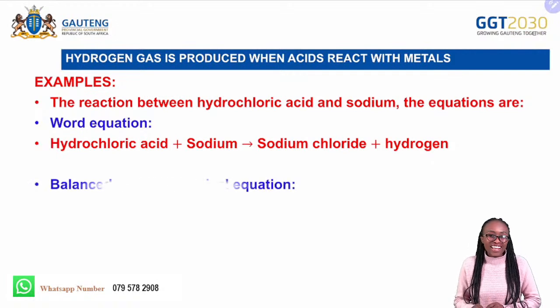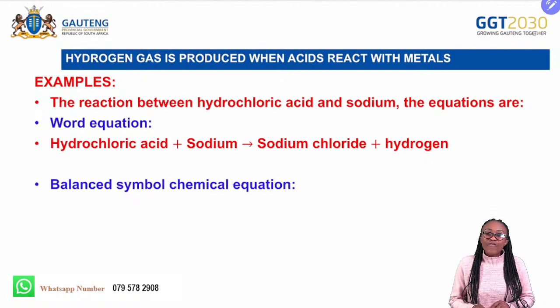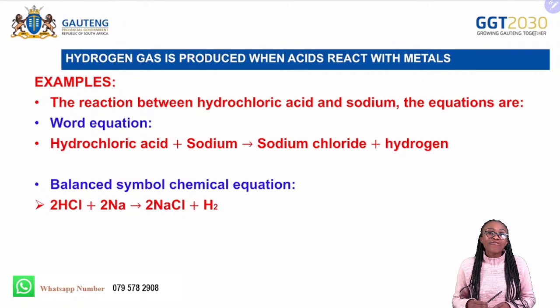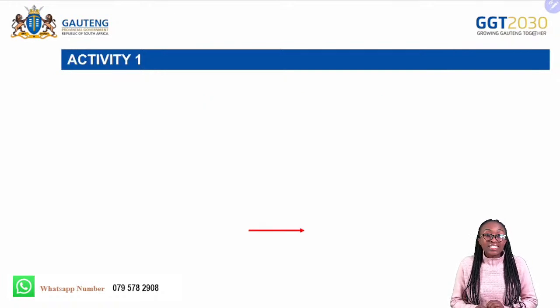So let's look at the symbol equation for sodium chloride. So we've got hydrogen chloride and sodium to give us sodium chloride and hydrogen gas. So that is the balanced equation for the salt and hydrogen that are formed when we react sodium and hydrogen chloride. Right. So now let's look at today's activity.